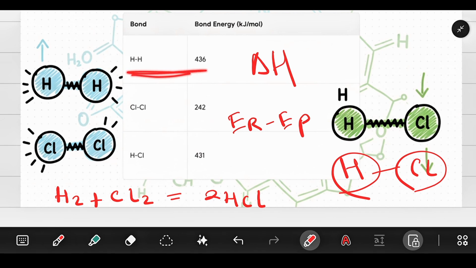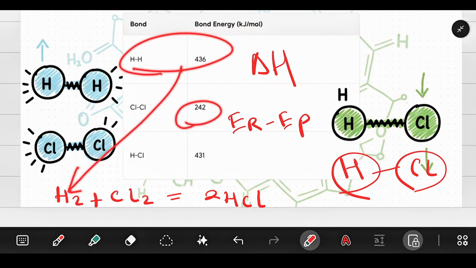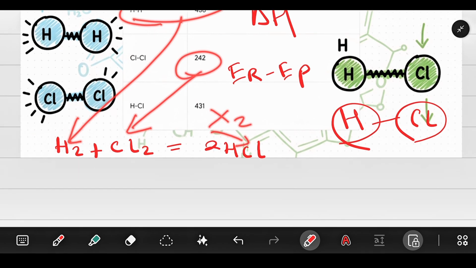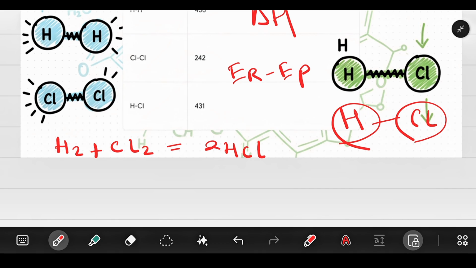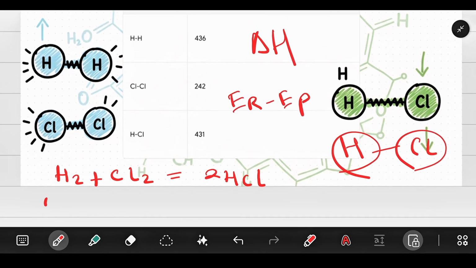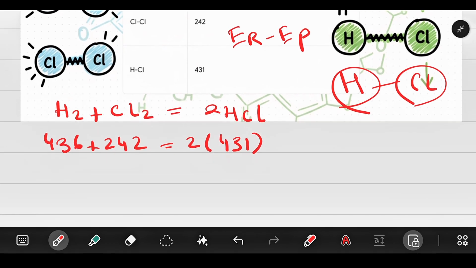Now, these energies will be provided to me in the exam paper, right? So I can now just plug in the values. For example, 436 can go for hydrogen, 242 will go for Cl2, and 431 times 2 will go for HCl. So let's plug in these values and see for ourselves what we are getting. So 436 plus 242 minus 2 times 431. Okay, so what's the answer coming?